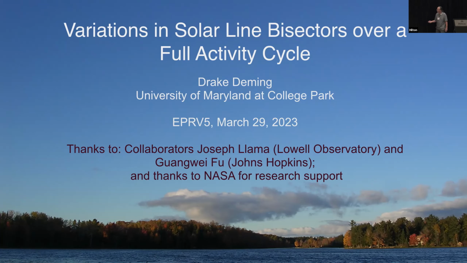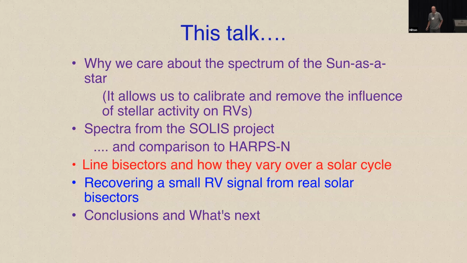So what I'm going to talk about, well, first, I don't need to convince you that we need to study the sun in order to learn how to separate activity effects from center of mass effects in radial velocity. So the two main topics that I'm going to talk about today are variations in line profiles over a solar cycle, and I'm going to inject a signal into line bisectors and try to recover an Earth-like signal.